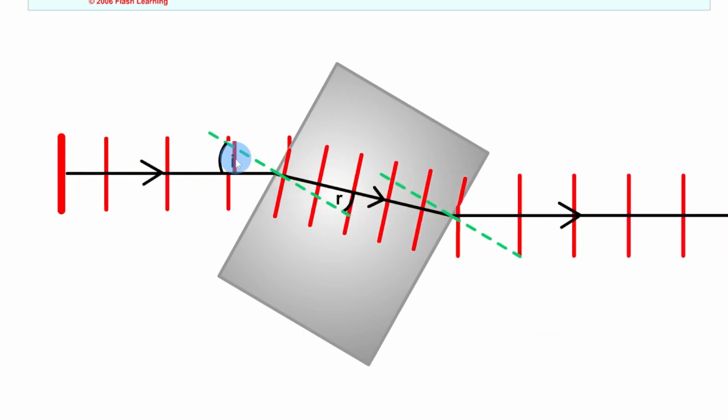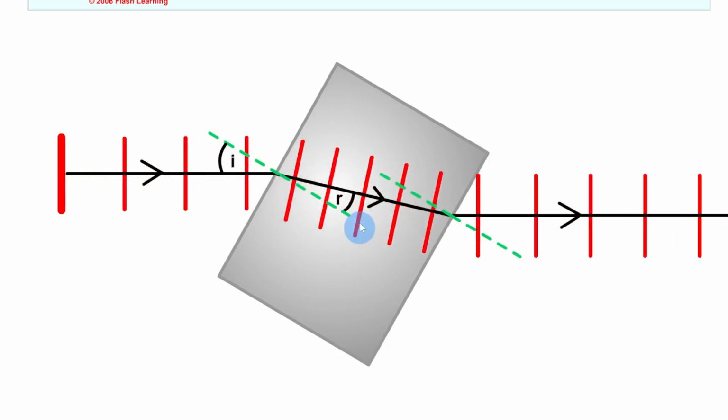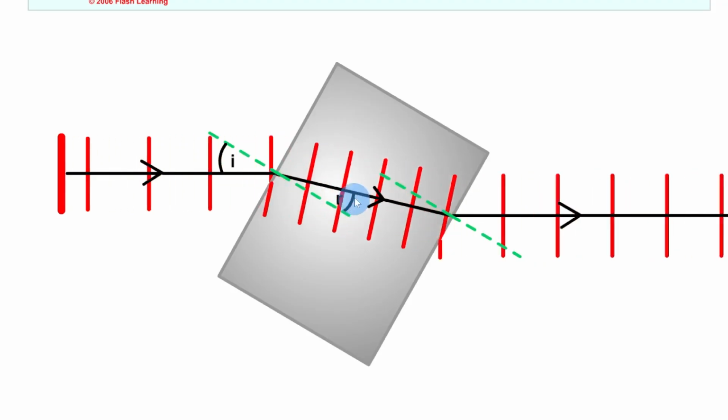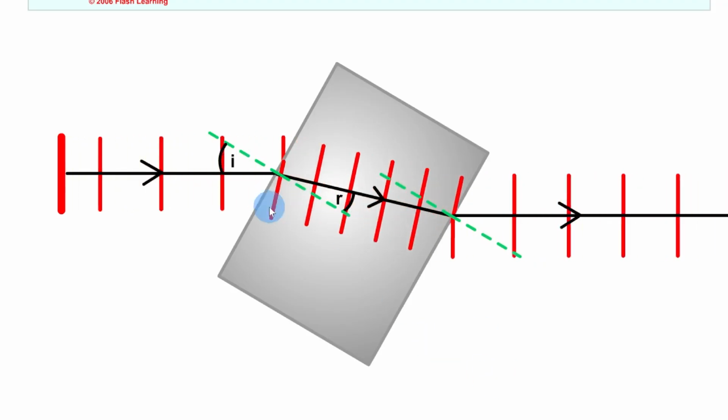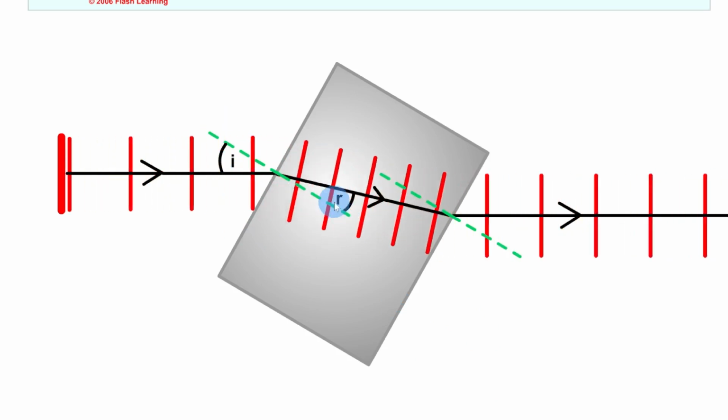So remember, the angle of incidence is measured between the incident ray and the normal, so that's this angle here. And we've got the angle of refraction, which remember is the angle between the refracted ray and the normal, so this little angle in here. And notice how, because we're going from a less dense material to a more dense material, the angle of incidence is greater than the angle of refraction.